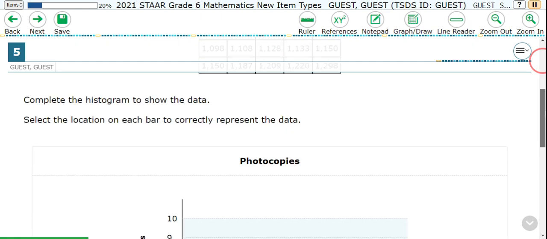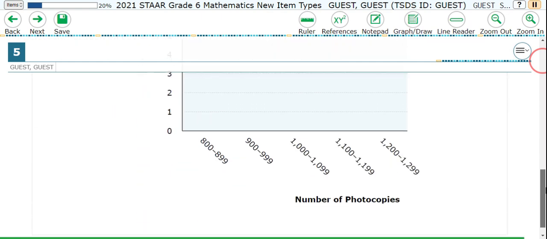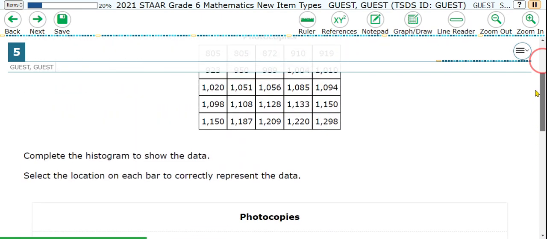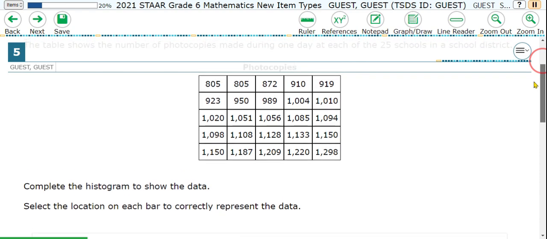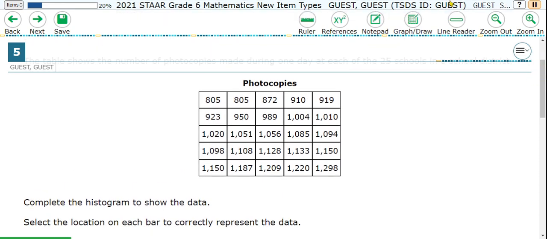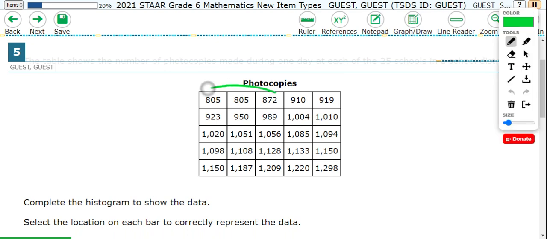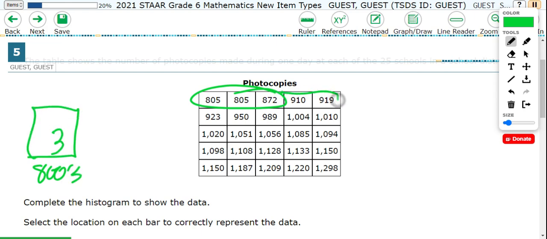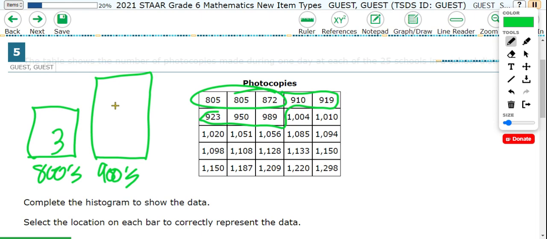So this one you need to create a histogram down below. So the histogram is looking at the frequency category in the data set and seeing how many times these happen. So it's asking about 800s. So 800s, there's 3 of them. And then we have 900s, and there's 5 of them.